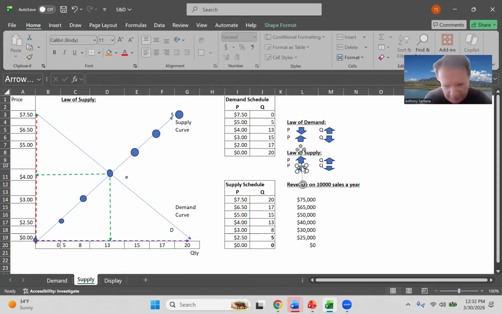If I can get these to be straight with my dramatically poor art skills. And this is the consequence of the law of supply. And that's all there is to it, actually.